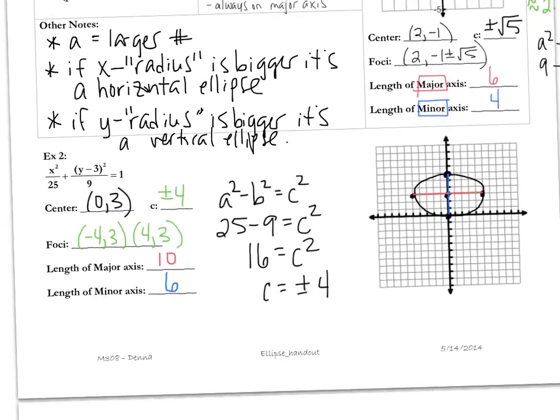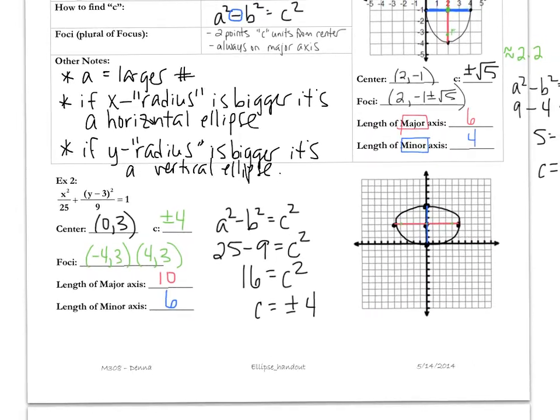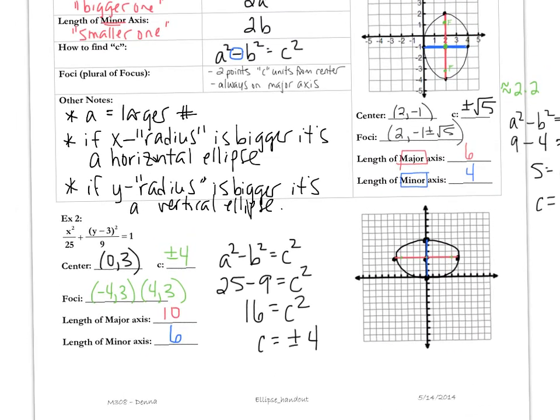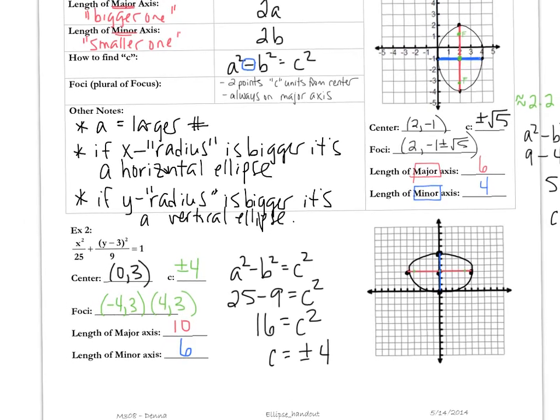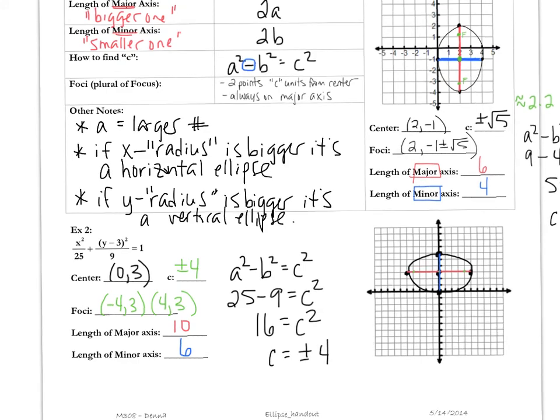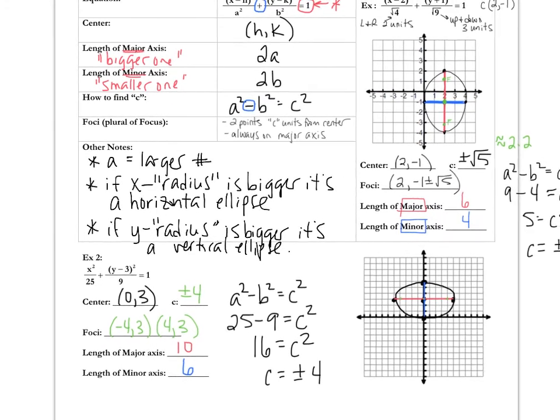Let me talk really quickly about the difference between the first example and the second one. One of them is vertical, one of them is horizontal, and you can tell that by looking at the equations. If the bigger number is underneath the x value, that means it's going to be horizontal. If the bigger number is under the y value, like for example 1, that means it's going to be vertical. Remember that the foci are always located on the major axis. Okay, so that's what I'm going to write. That's what I have right up here. The foci are always on the major axis, so it's always on the longer run.